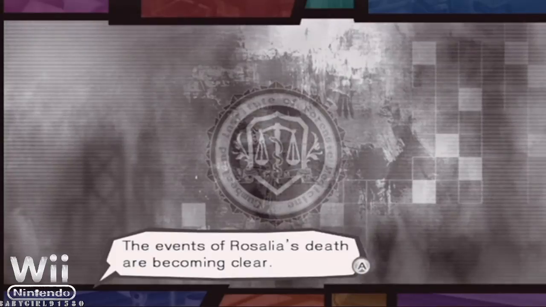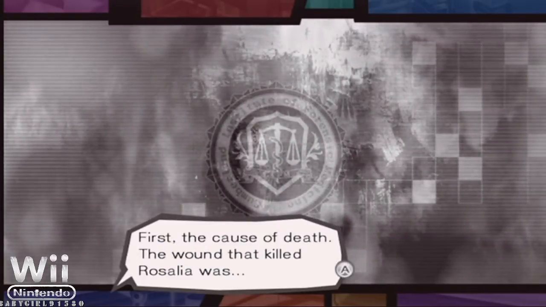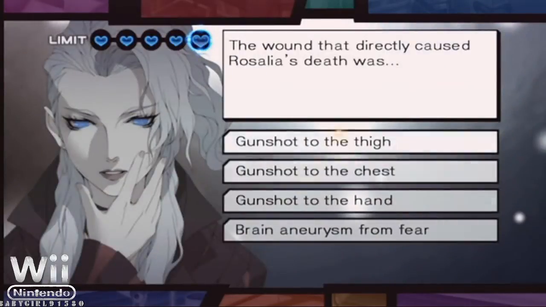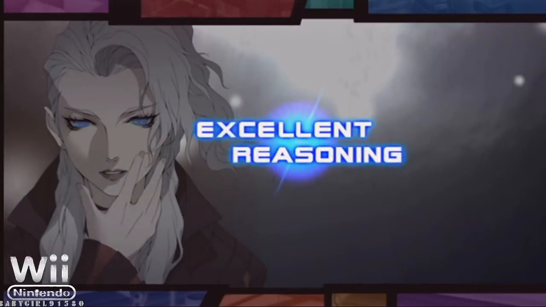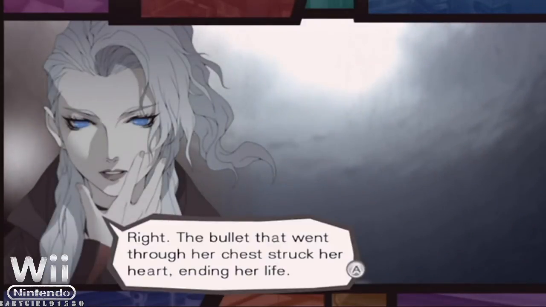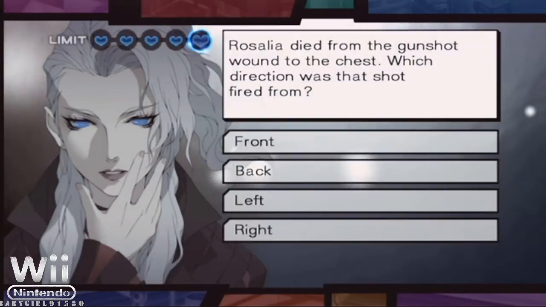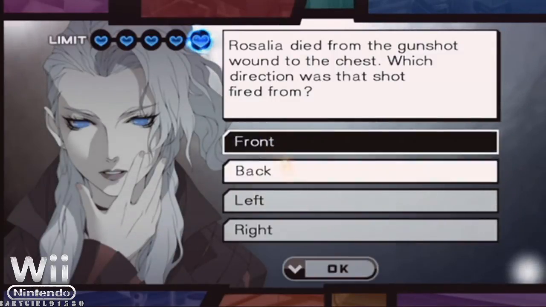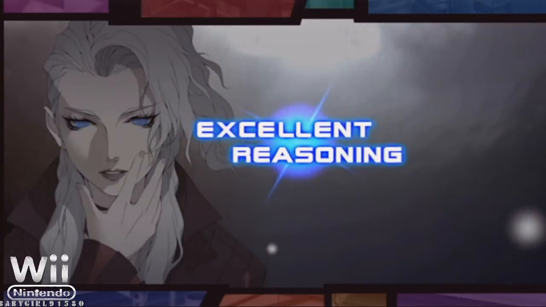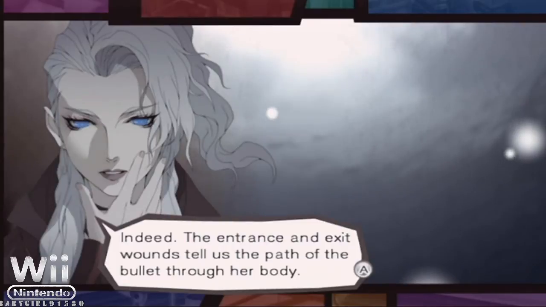The events of Rosalia's death are becoming clear. First, the cause of death. The wound that killed Rosalia was... right. The bullet that went through her chest struck her heart, ending her life. Now, what direction did that fatal shot come from? Indeed, the entrance and exit wounds tell us the path of the bullet through her body.